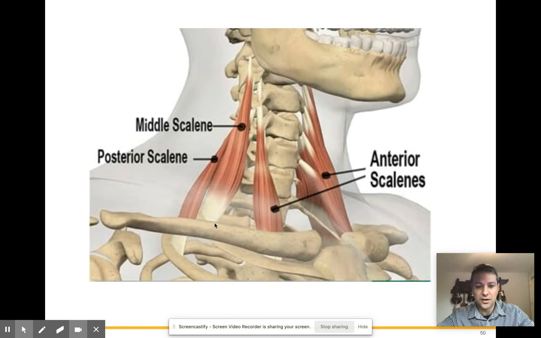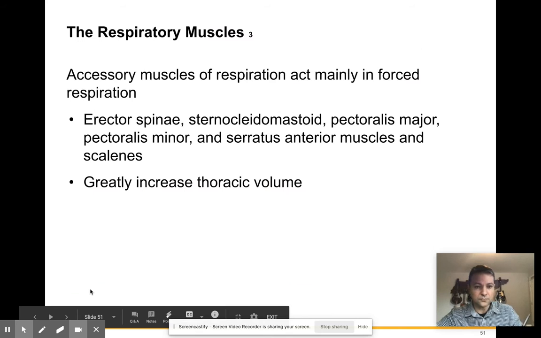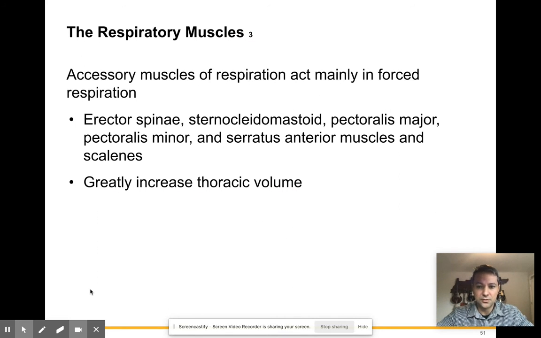Okay, and they're going to help when they contract. They're going to help pull this rib upwards to increase the volume of the thoracic cavity. Okay, these accessory muscles of respiration act mainly in forced respiration. Okay, so here's a list of muscles that are going to really come into play when respiration is forced.